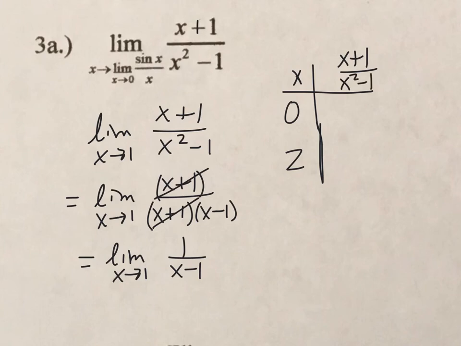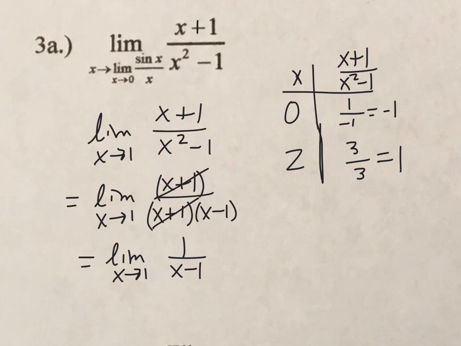Well, when we put 0 in for x, we would have 1 over 0 squared minus 1, which is negative 1, so that gives us a negative 1. Okay, when we put a 2 in for x, then we'd have 2 plus 1 is 3 in the numerator, and 2 squared is 4 minus 1 is 3 in the denominator. Okay, so we can see that this function is behaving differently on opposite sides of positive 1.